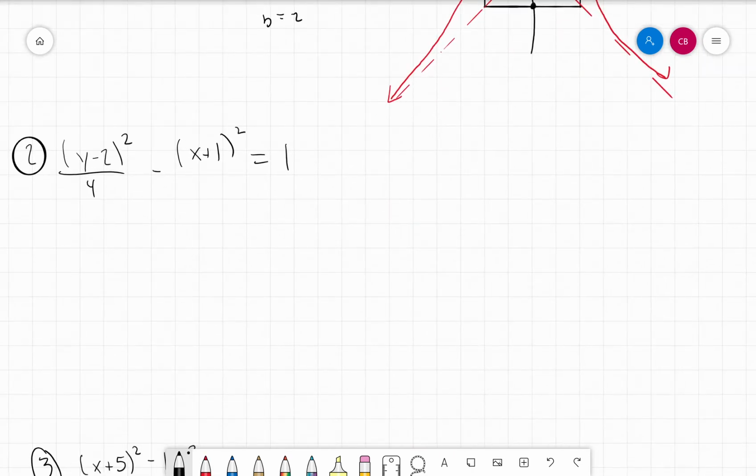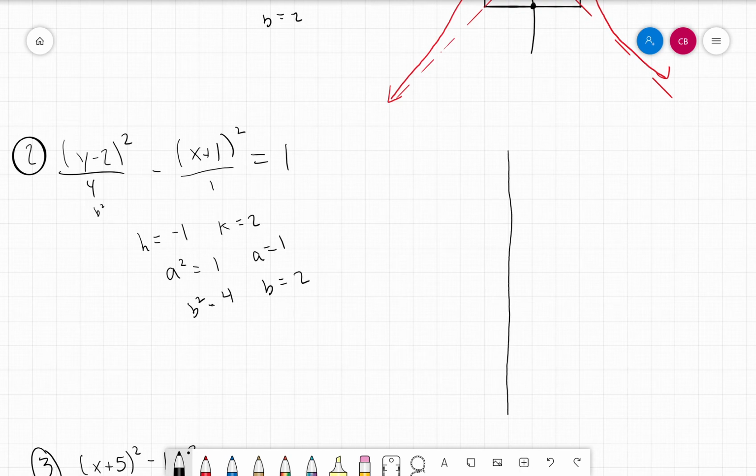So in this case, we have h is -1, it's with x, k is 2, and a squared is equal to 1, so a is 1. b squared is 4, so b is 2. Notice that a squared is still under x, and b squared is still under y. Now, here we go. We're going to try to graph this. We've got a line. We've got another line.